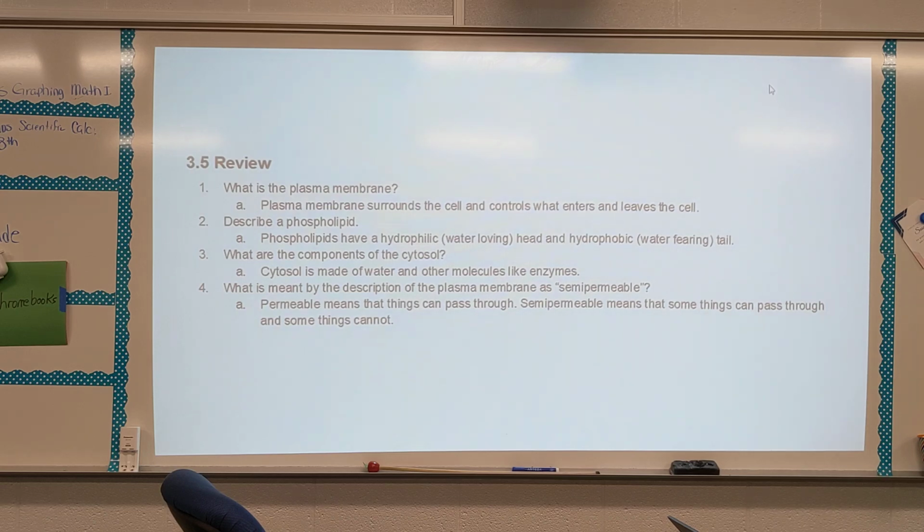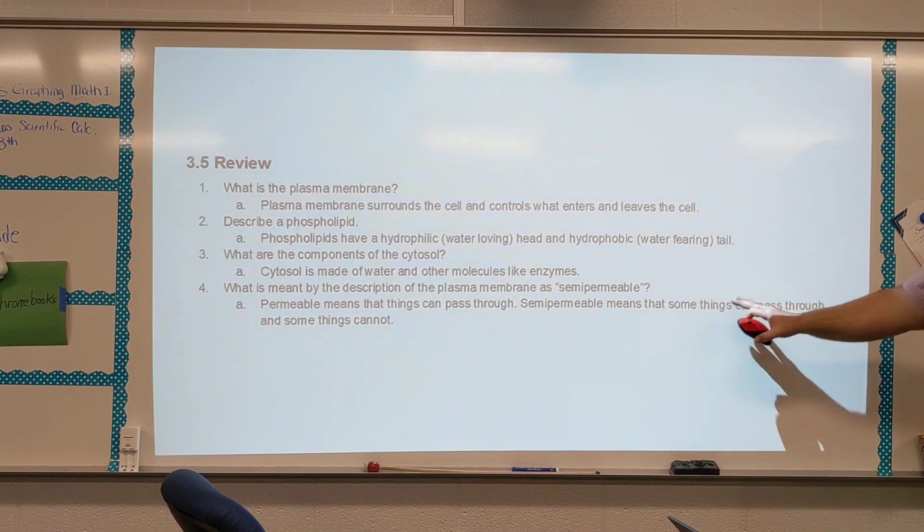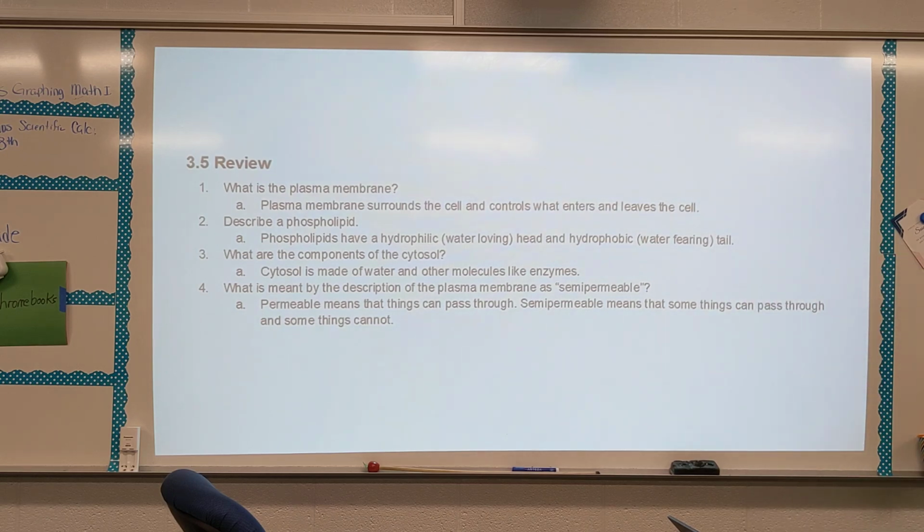Okay. So permeable means that things can pass through. Okay? Most people do not want a permeable house. They don't want random people going in and out of their house. Semi-permeable means that some things can pass through and some things cannot. Your house is probably semi-permeable. Because if you have a key, you can get in. Right. People who live there can go in and out. People who don't live there should not be going in and out.